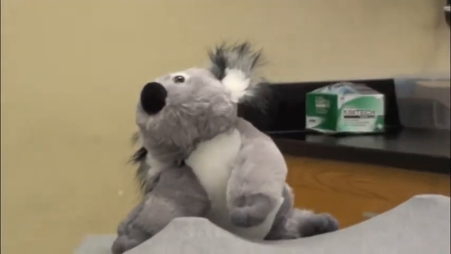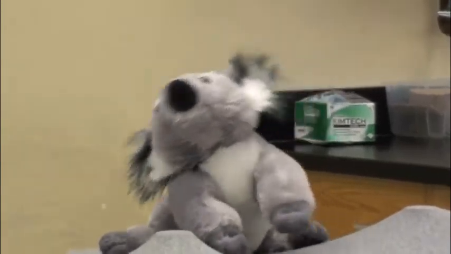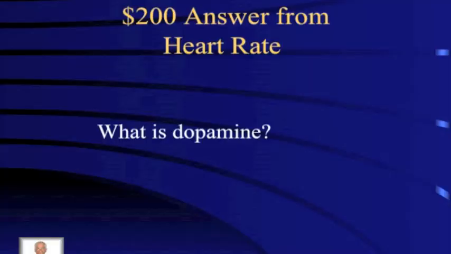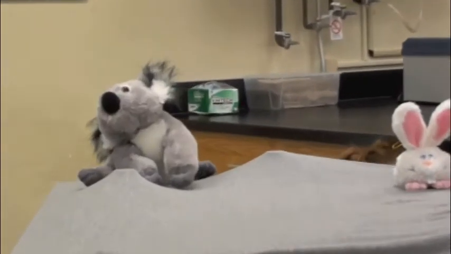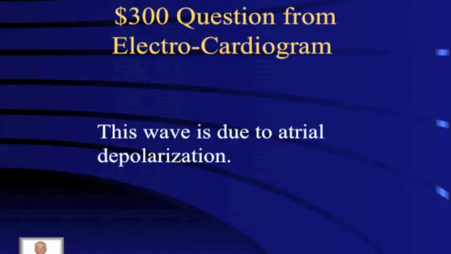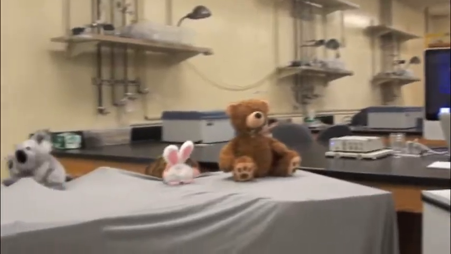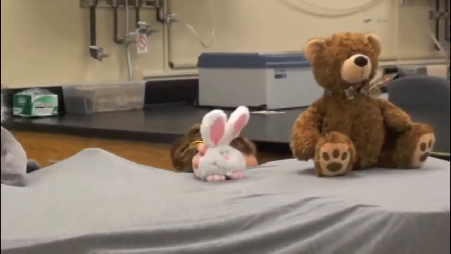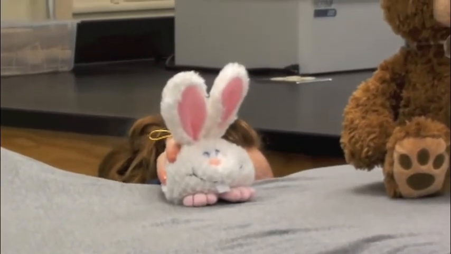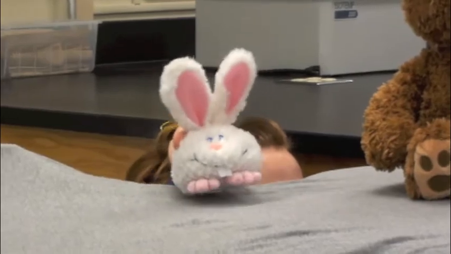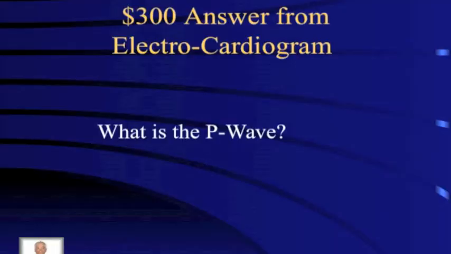Kooky Koala, what is amiodarone? I'm sorry, what is dopamine? Next question. ECG for 300. This wave is due to atrial depolarization. Little Bunny Foo-Foo, what is the P wave? That is correct. What is the P wave?